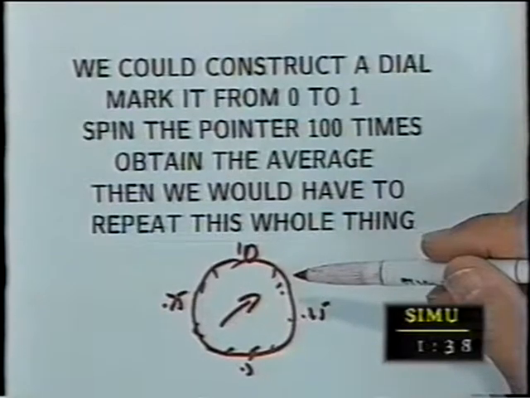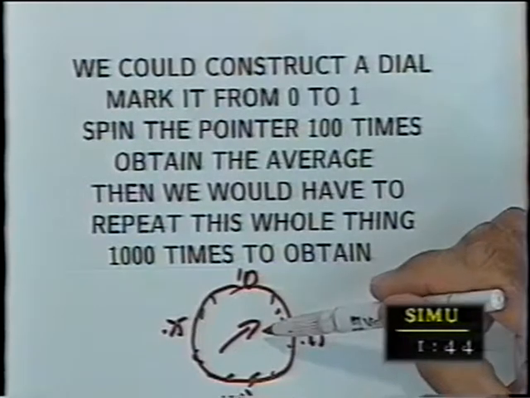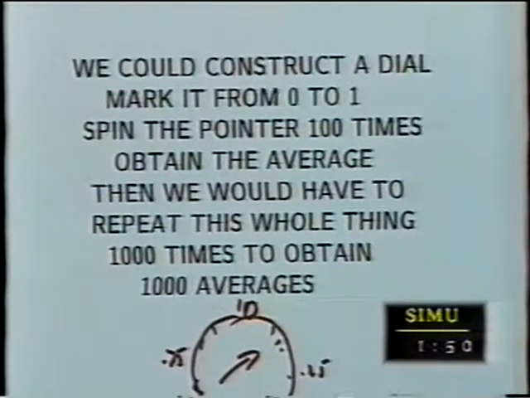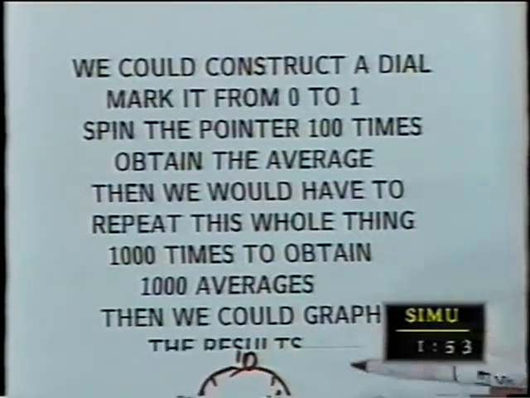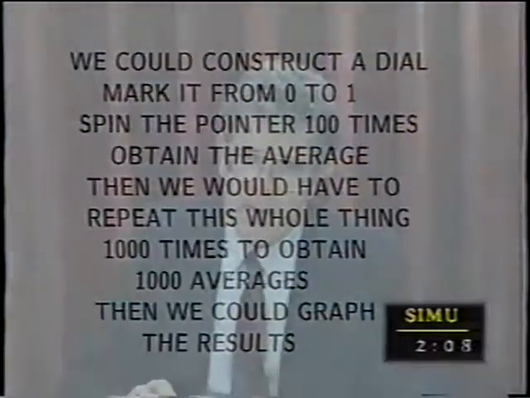But then we would have to repeat this whole thing 1,000 times. We don't have to rebuild the dial, but we do have to spin it 100 times, 1,000 times. Okay, then we have 1,000 averages. And then we could graph the results. That wouldn't be too hard, sitting there one step after another, putting 1,000 little marks on the page. Okay, we could do that. I wouldn't recommend it. It would take probably a lot longer than you care to do. You might be a much older person when you get done. So that's not the way I would recommend doing it. We could do it that way, or we could simulate.